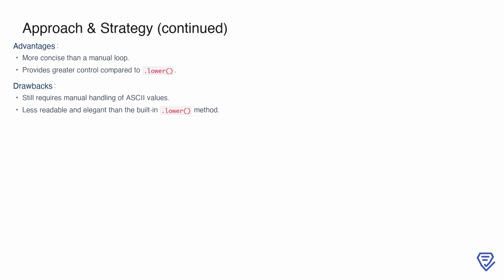List comprehensions offer a more compact way to implement the brute force logic, making the code less verbose. However, they still require manually handling ASCII values, which can be error-prone.